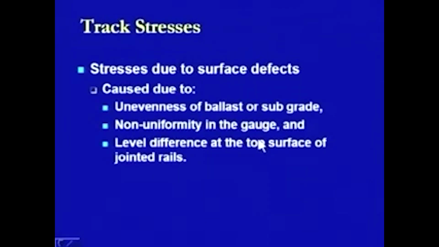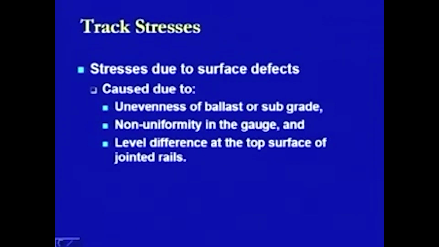So, another point as far as the track stresses are concerned is the surface defects. These stresses may be caused due to the unevenness of the ballast section or the subgrade section. This is the lowermost or the second lowermost section of the components of the track. If there is any unevenness in that section, then it may result in a certain amount of stresses. Another thing is the non-uniformity of the gauge. If there is any non-uniformity in the gauge, obviously it is going to create some stresses.